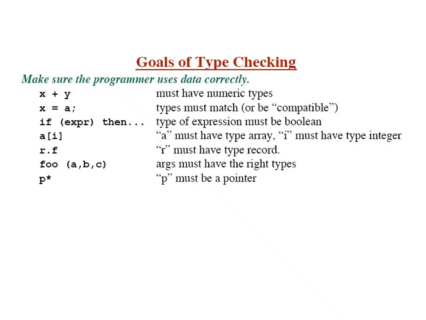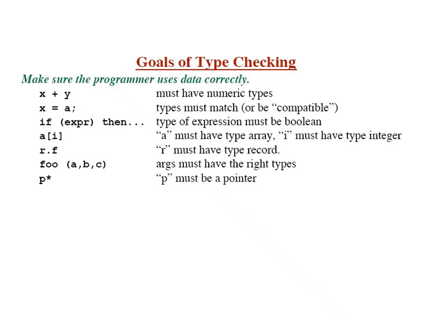So the goals of type checking mainly depend on what errors belong to what. The first step: you have your x plus y. This x plus y means that both values should be numeric. If x is equal to a, then the data type of x and the data type of a should match; they should be the same. Next, if you have an expression in a conditional statement, this expression should be in some boolean form.